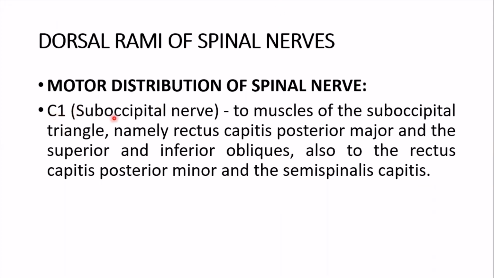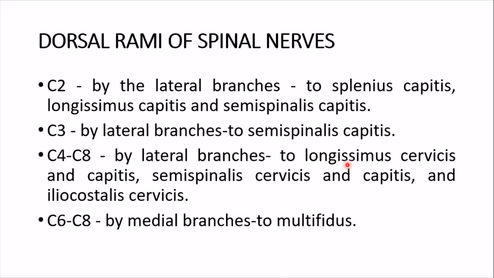So C1 is the suboccipital nerve, which supplies the muscles of the suboccipital triangle, namely rectus capitis posterior major and the superior and inferior obliques, and also the rectus capitis posterior minor and the semispinalis capitis, right? And C2, by the lateral branches, supplies the splenius capitis, longissimus capitis, and the semispinalis capitis. C3, by lateral branches, supplies the semispinalis capitis, and C4 to C8 lateral branches supply the longissimus cervicis and capitis, semispinalis cervicis and capitis, and iliocostalis cervicis.